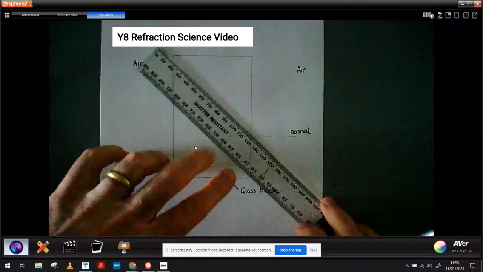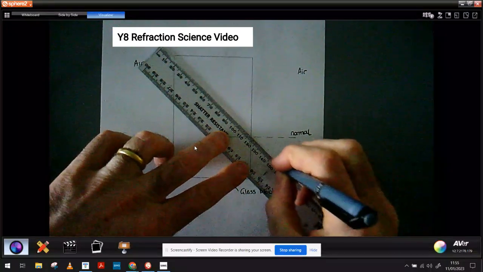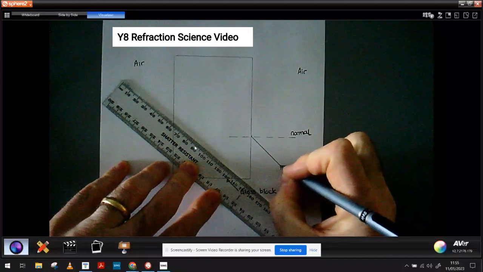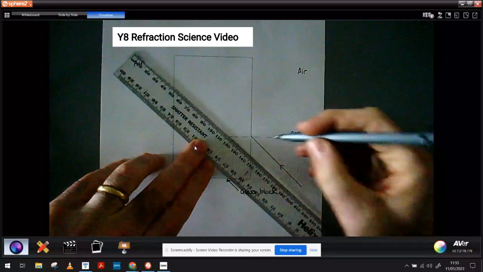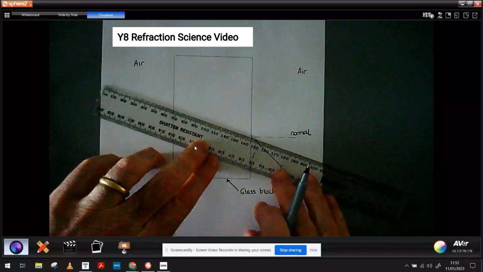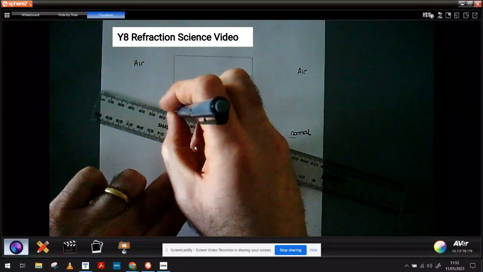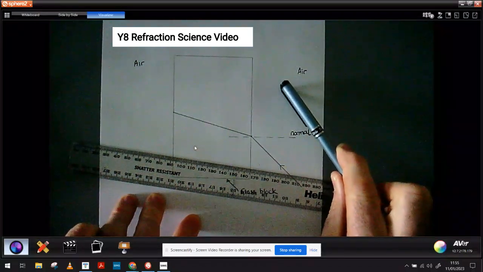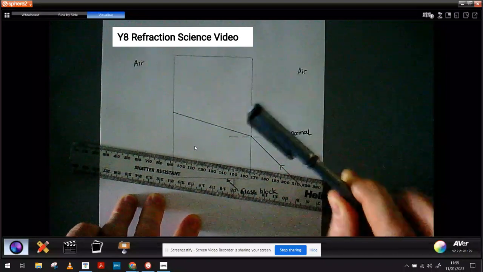So we have our light ray going into the glass block, and we should draw that as a single straight line. It's also helpful to draw the arrow showing the direction it takes. Then as it hits this interface between the glass block and the air, it bends towards the normal. So we can show that bending towards the normal here. It bends towards the normal when it goes from a less dense medium, air, into a more dense medium like a glass block.